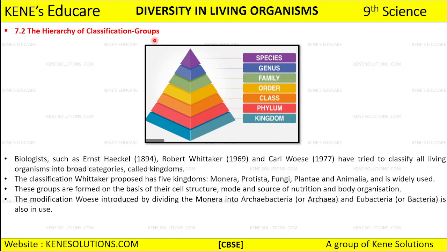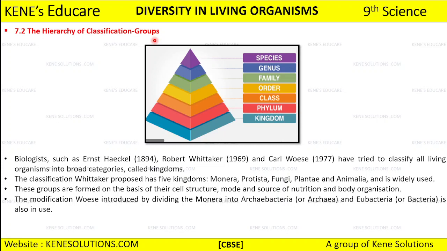The first hierarchy that came up was given by R.H. Whittaker, and he gave us 5 kingdoms. The first kingdom is Kingdom Monera. Then we have Kingdom Protista. Kingdom Monera and Protista we have already discussed, right? After them, we have Kingdom Fungi, Kingdom Plantae, and Kingdom Animalia.